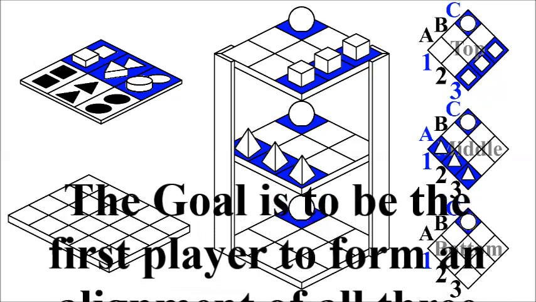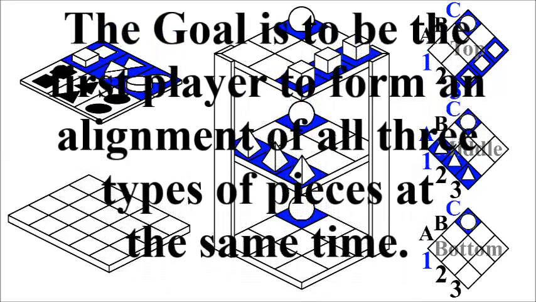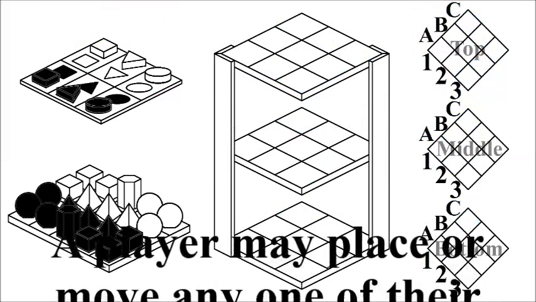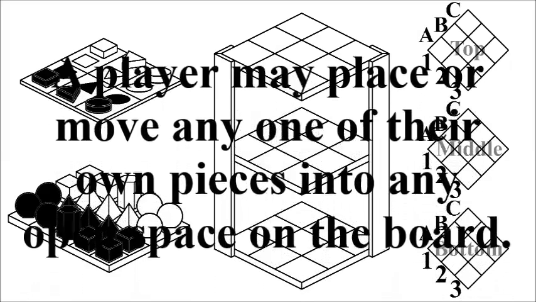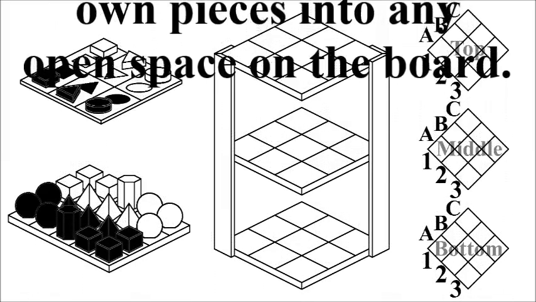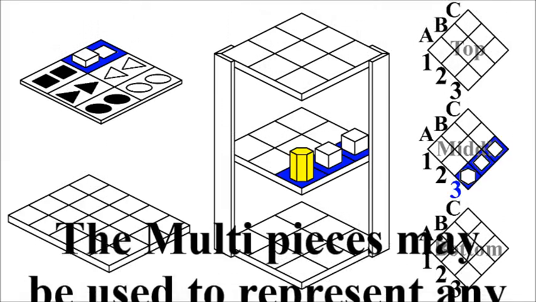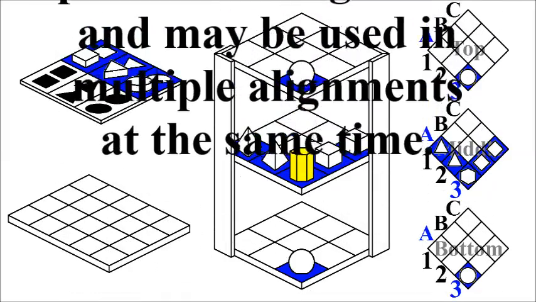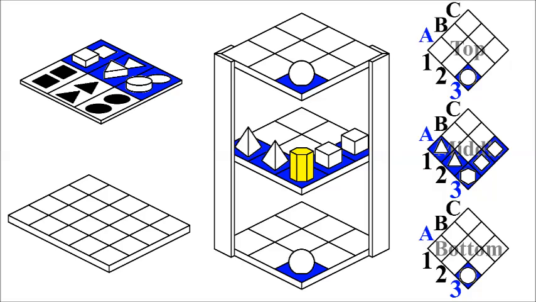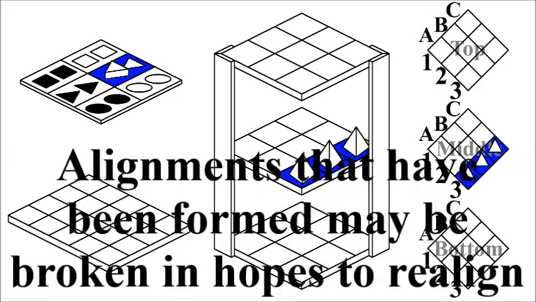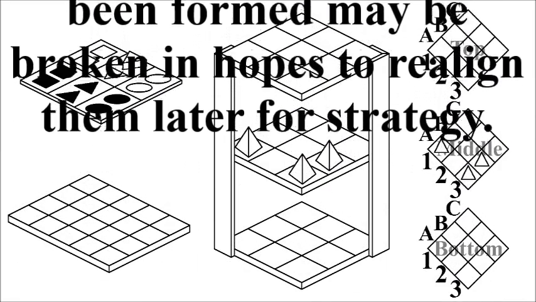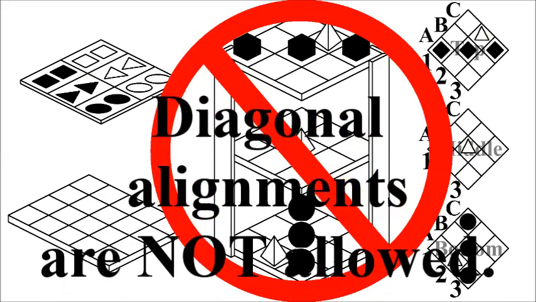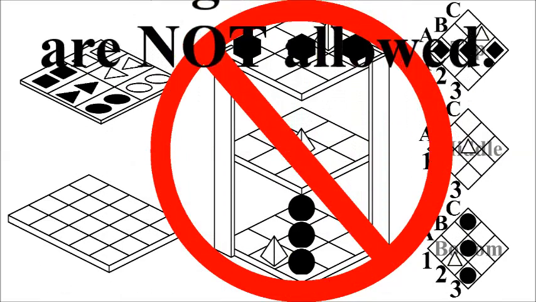The goal is to be the first player to form an alignment of all 3 types of pieces at the same time. A player may place or move any of their own pieces into any open space on the board. The multi-piece may be used to represent any piece in an alignment and may be used in multiple alignments at the same time. Alignments that have been formed may be broken in hopes to realign them later for strategy. And finally, diagonal alignments are not allowed.